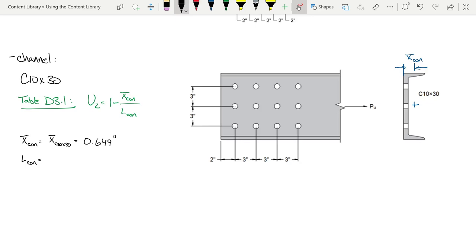This dimension right here, this is L connection. And that's not 11 inches, sorry, that's 9 inches. Yeah, the connection length is 9 inches, not 11. So the point is, do not account for that.